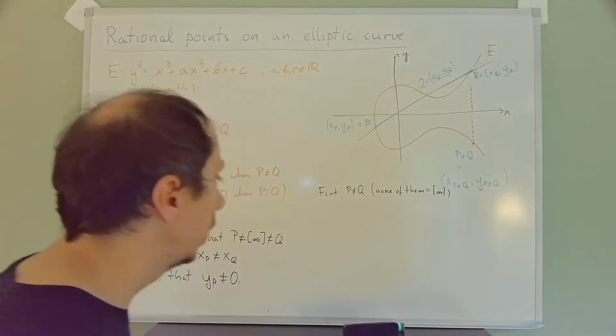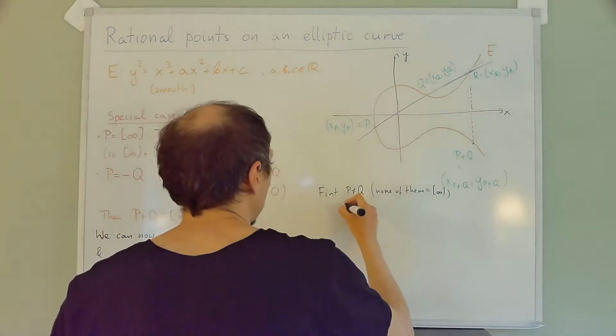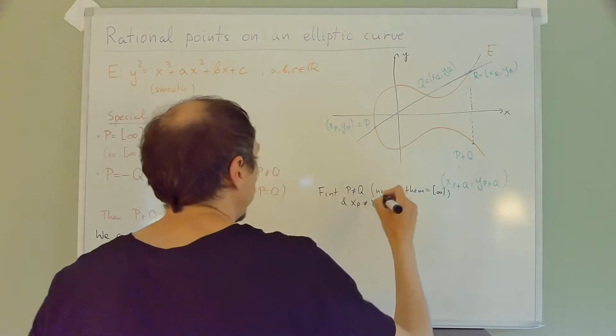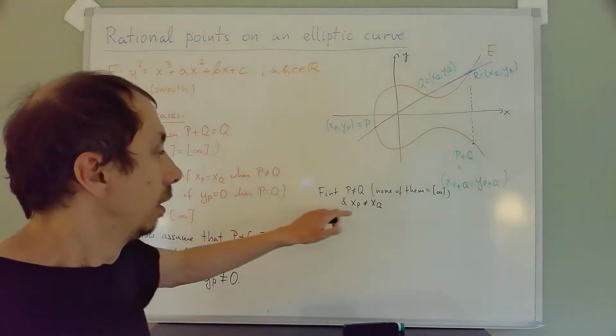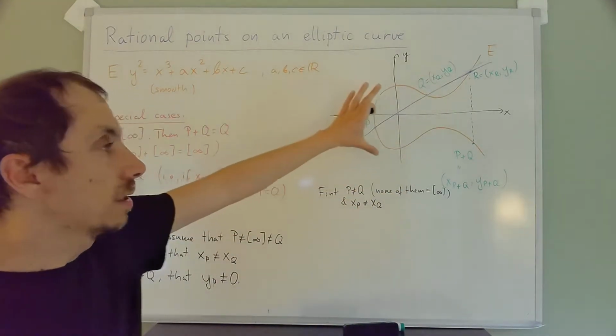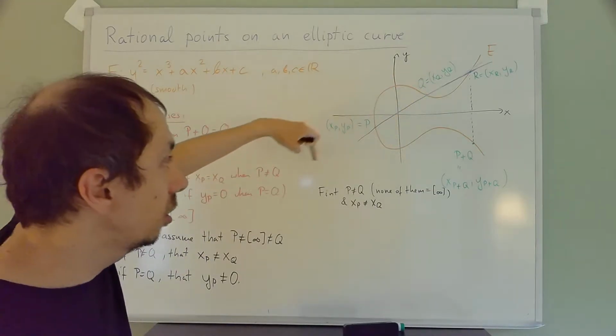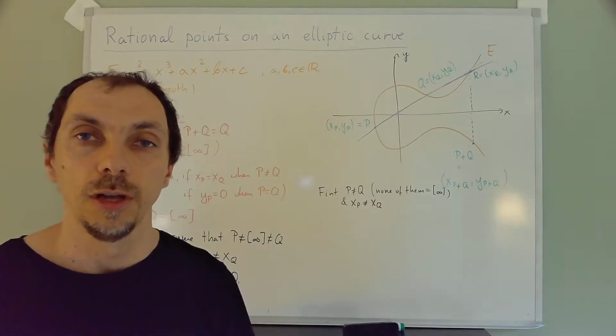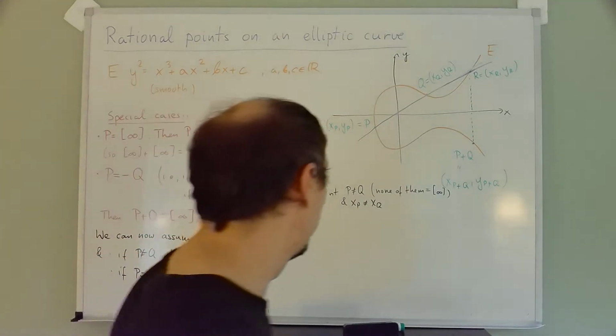None of them are equal to infinity, and xp is not equal to xq. Because xp is not equal to xq, so they're not on top of each other, the secant line that connects p and q has a well-defined slope.